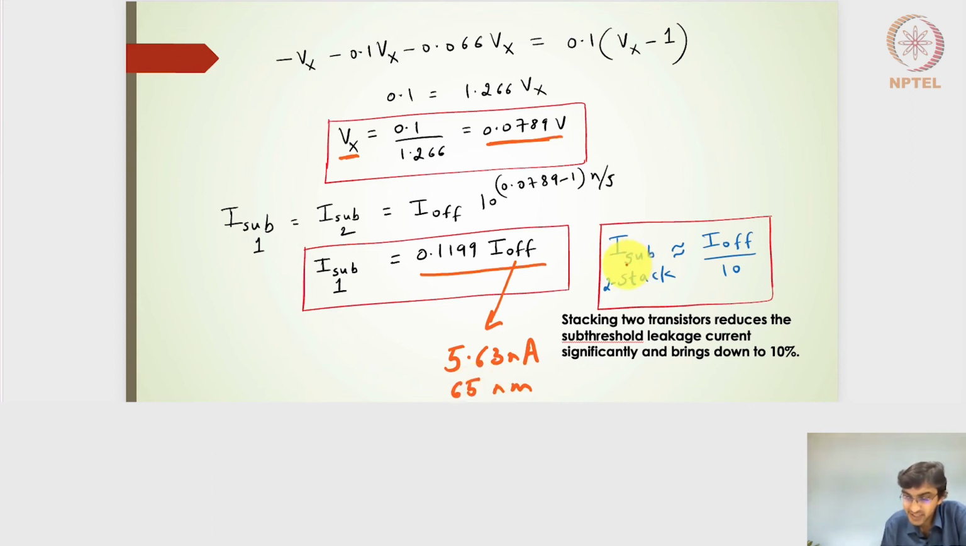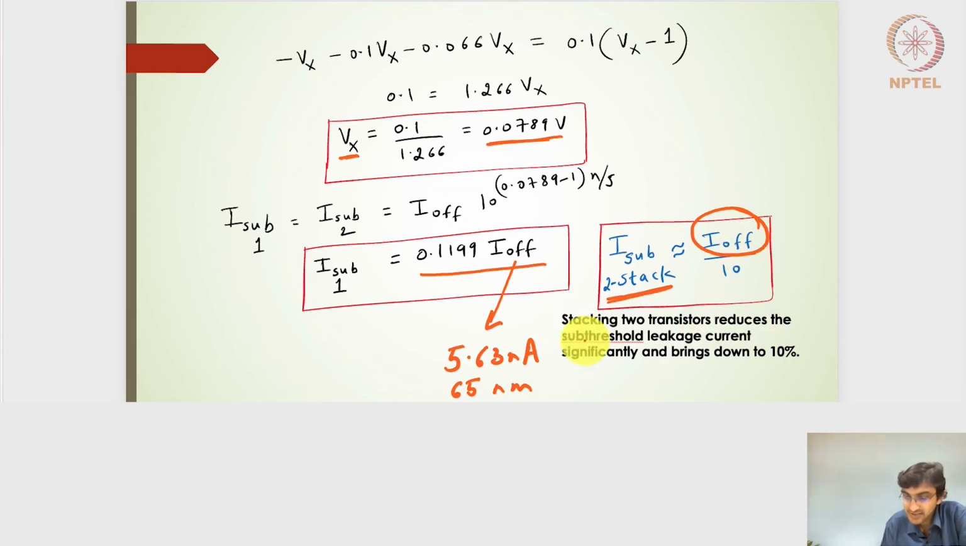So the subthreshold leakage current, if I have two stacked transistors in series, turns out to be I off by 10, approximately. So this is 0.1199. If I can approximate it to 0.100, I'll get I off by 10.